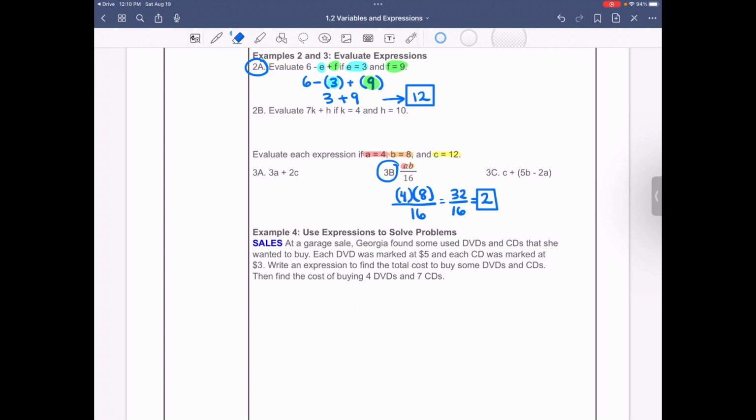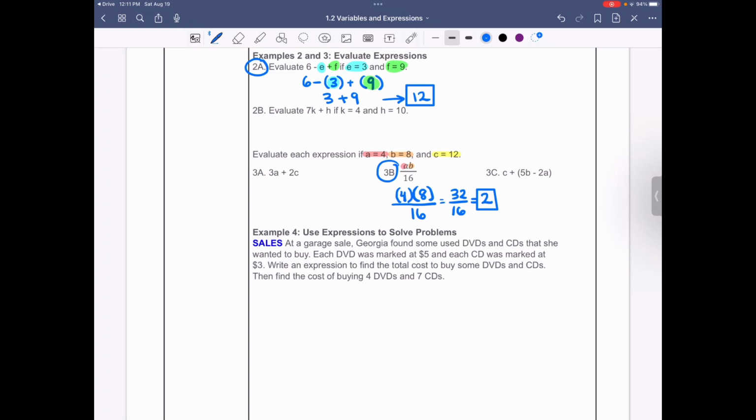I feel like we could write this problem to be more appropriate for this day and age. Because who buys DVDs and CDs anymore? But I do know people who buy tapes to put into VCRs. So I guess they still do exist, but they're becoming antiques.